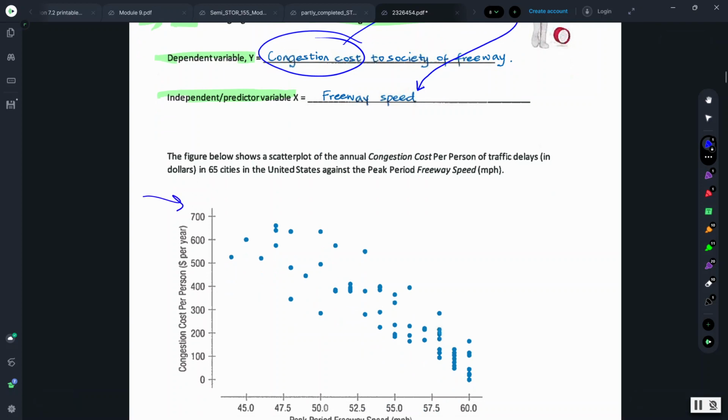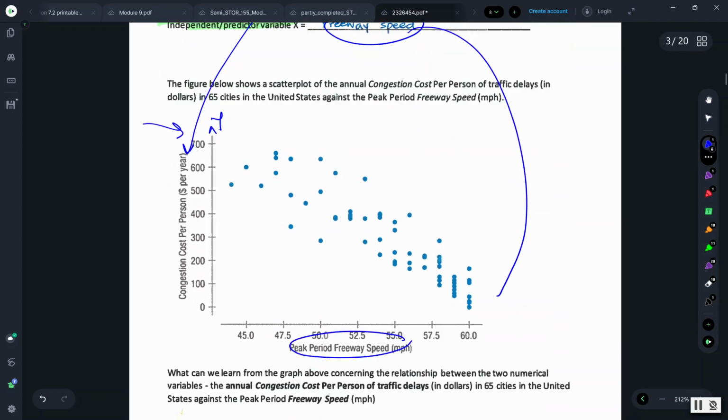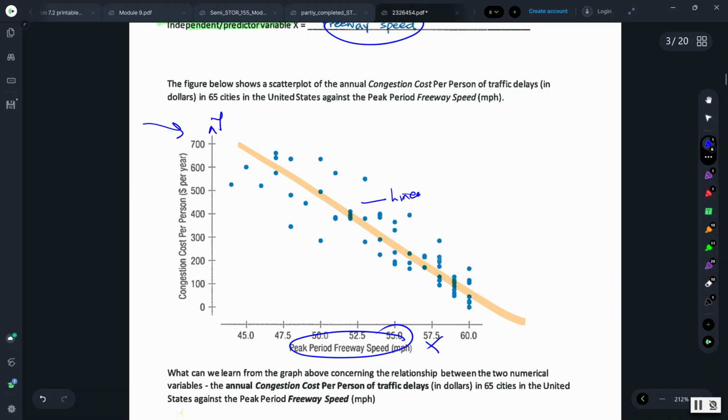And so, of course, congestion cost, which depends on the freeway speed, is going to be on the y-axis. That is, since it's a dependent or response variable, and the freeway speed would be our x or independent variable. What do you think? Do you see a general pattern here? I do. I see a linear relationship here. And this linear relationship seems to be sloping downward from left to right.